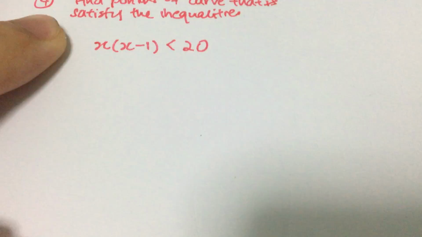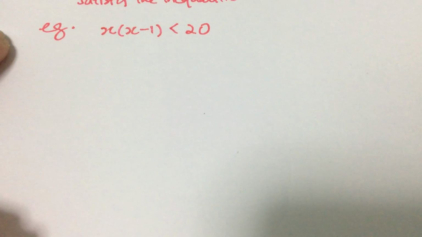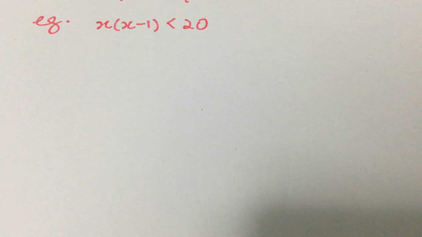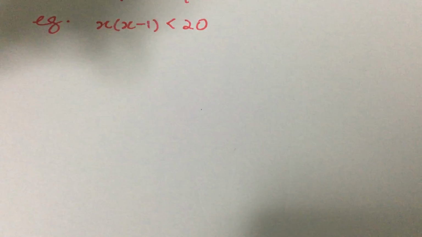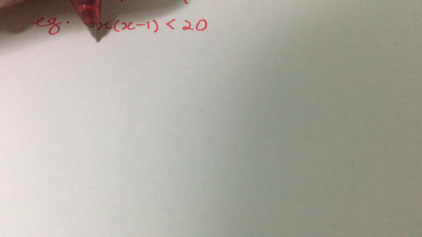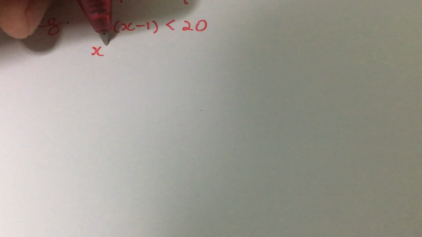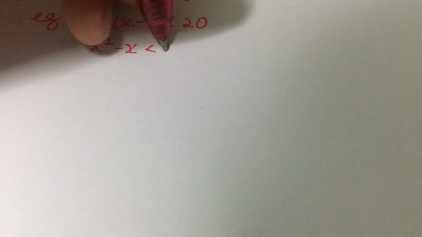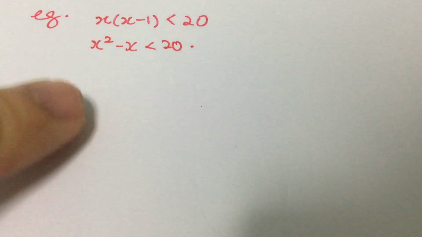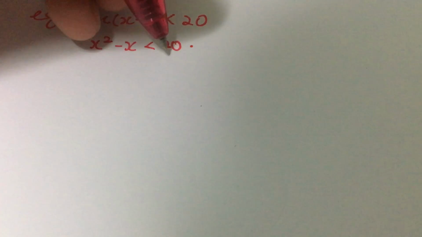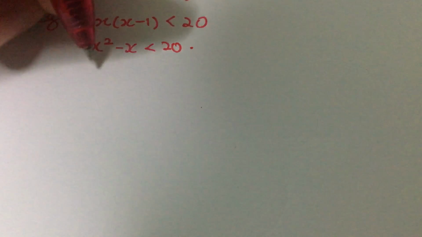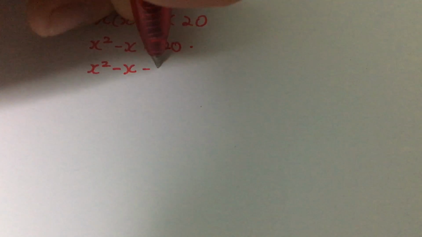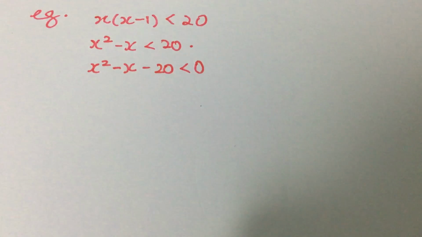So let us take a look at this example. You have x(x - 1) < 20. The first thing I will do is expand the left hand side, so I will get x squared minus x smaller than 20. Then I will shift this 20 to the left hand side, so I will have x squared minus x minus 20 smaller than 0.